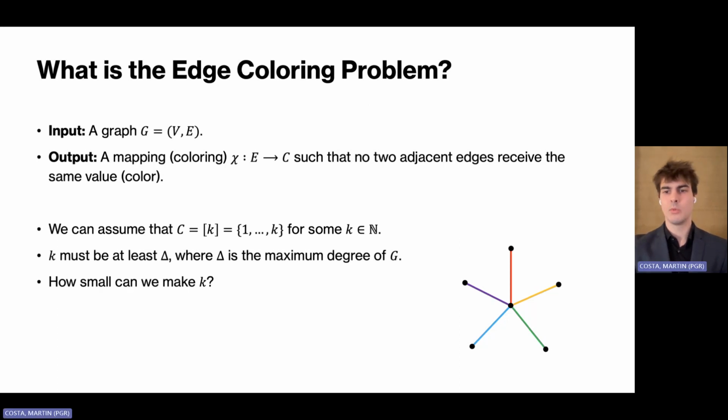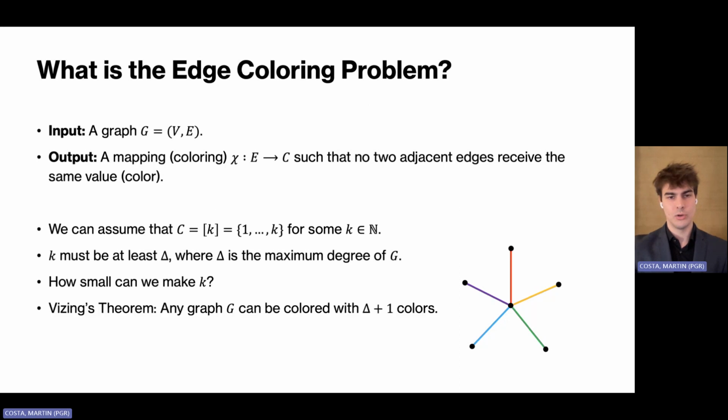And really the question is how small can we make k, right? Because we can always just assign a different color to every single edge and compute one of these things trivially, but it's more interesting when we try to use as few colors as possible. It was actually shown by Vizing that any graph can be colored with delta plus 1 colors, once again, where delta is the max degree of the graph. So we always need at least delta, and we can do it with at most delta plus 1, even though it's not necessarily particularly efficient to compute a delta plus 1 coloring. And in general, it's NP-hard to determine whether or not delta is sufficient. So delta plus 1 is really the best we can hope for.